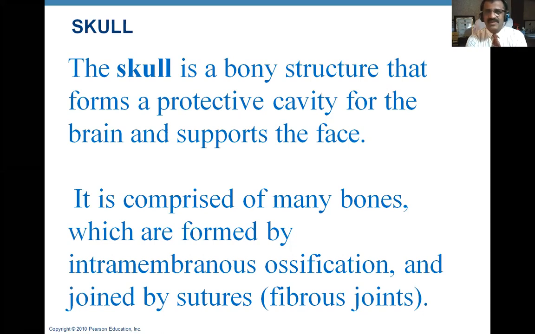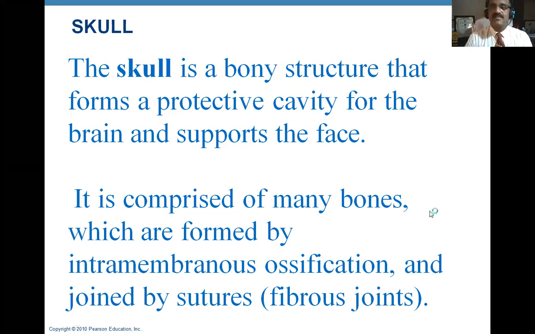So protection of the brain is a major objective of a skull, and supports the face. What face you have it because of the bones. Depends how bones are placed in your skull, that gives you the facial appearance. Some may have a big cheek, some may have big chin. That is because of the bony features of their skull. So in short, the skull is a bony structure that forms a protective cavity for the brain and supports the face. Okay, it is comprised of many bones.